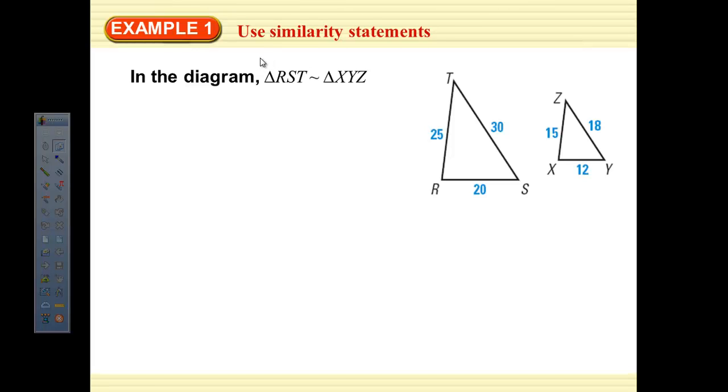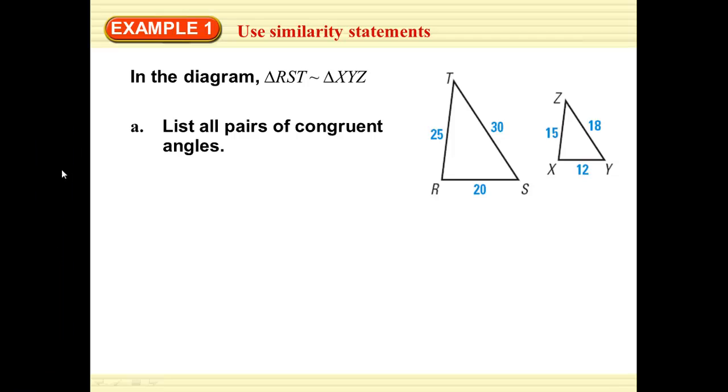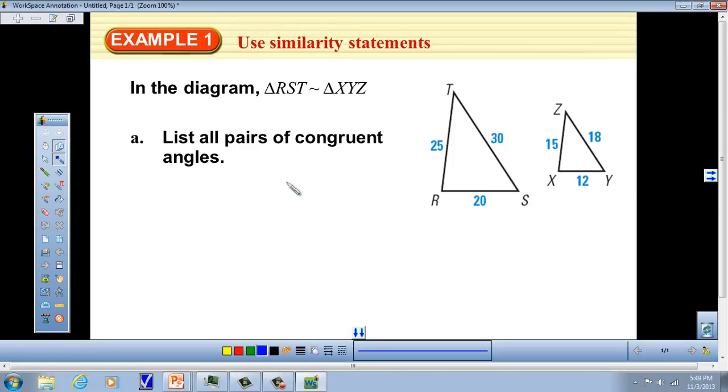Now we're looking at similar triangles. If you notice for this picture, it says that RST is similar, and the little squiggly line there represents the similarity. Triangle RST is similar to triangle XYZ, and we want to do a couple things here. First, we want to list all pairs of congruent angles. And you really don't need a picture to do this. Again, the way it's written tells you what is corresponding.